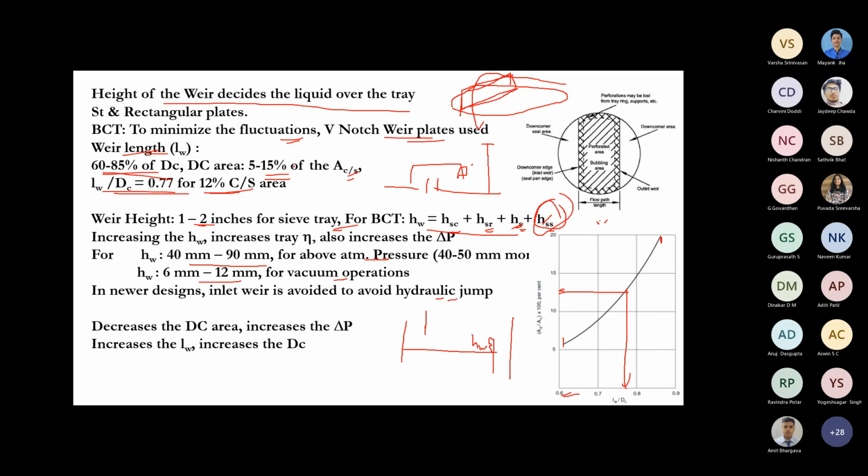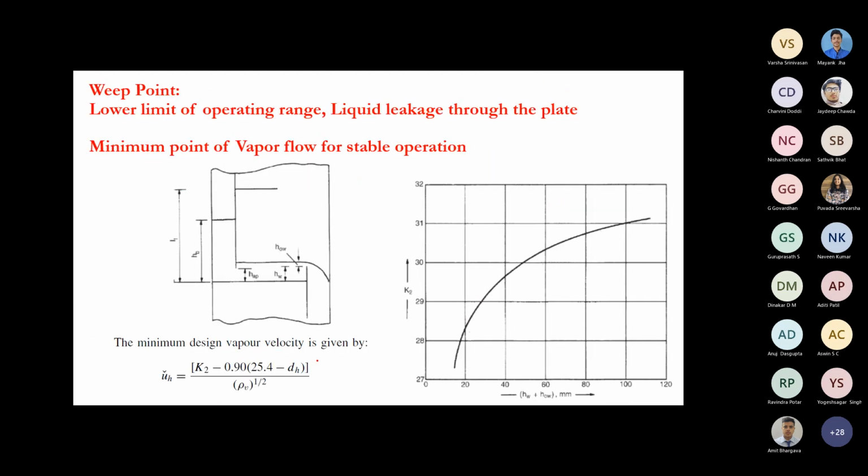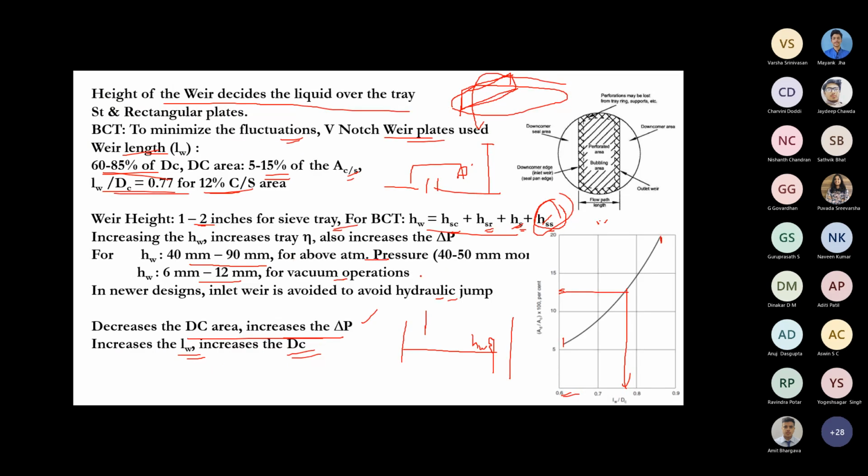If you increase the HW, what will happen? The amount of liquid retained in the tray will increase. Your vapor liquid interfacial area or dispersion will be more, so effective mass transfer will be there, and the efficiency will be more. But there will be a higher pressure drop. The amount of liquid present in the tray is more, so your delta P will also increase. Increasing the LW will increase the diameter of the column. So this is the idea to verify the tray dynamics.